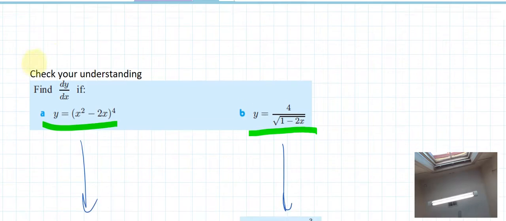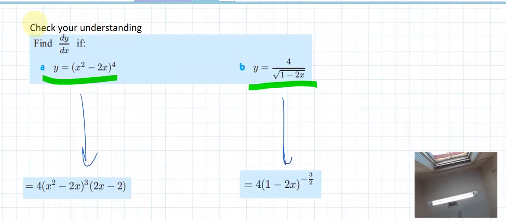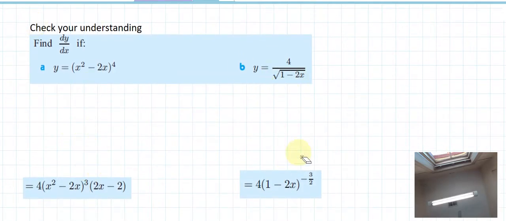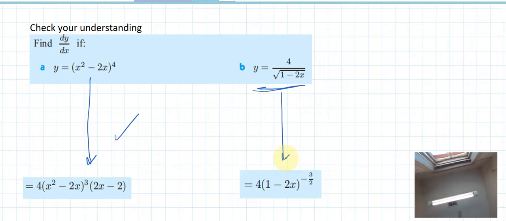Alright. What I'd like you to do is check your understanding. I want you to try and solve this. If you end up there, you're doing well.